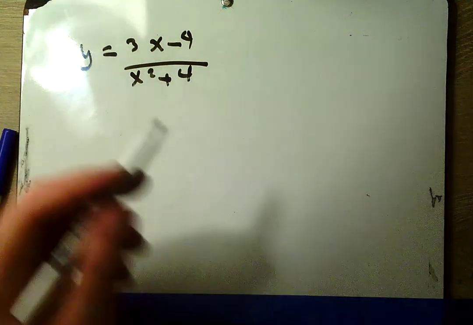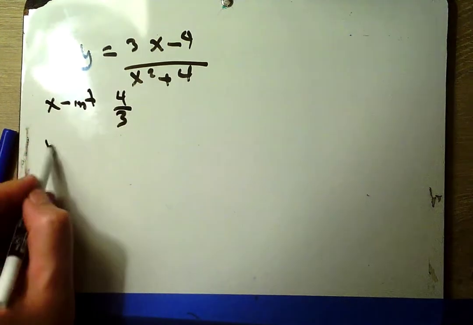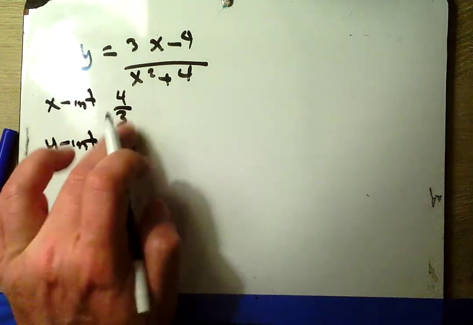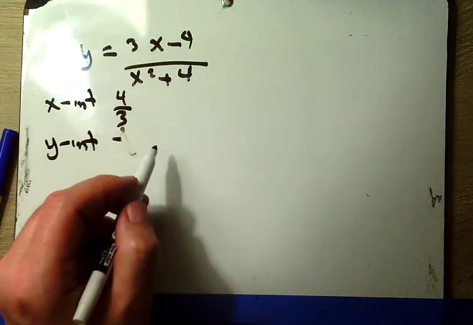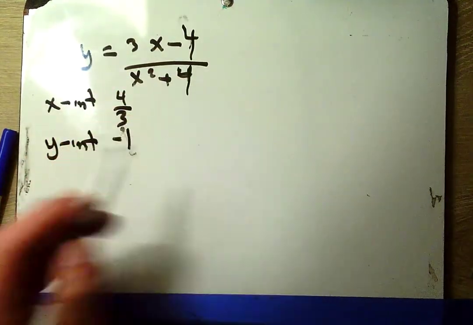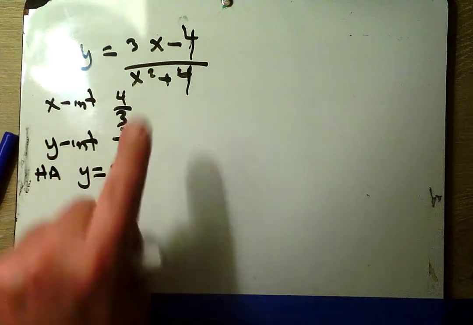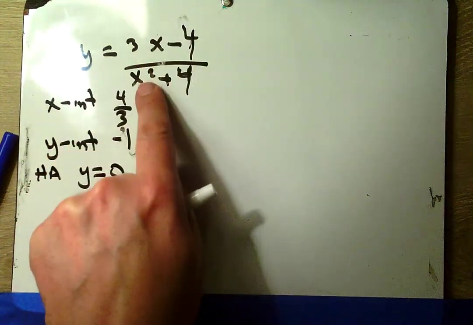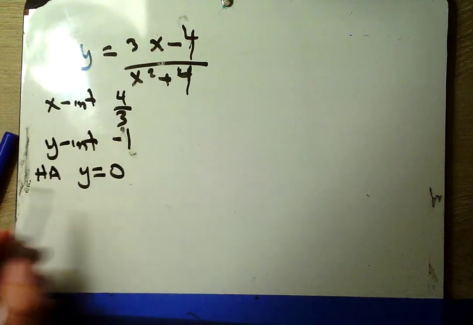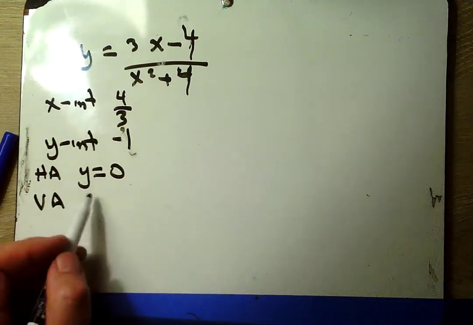Hey, everyone. Did you get an x-intercept at 4/3 and a y-intercept at negative 1, because negative 4 over positive 4, because that's not a 9, that's a 4? Did you say that the horizontal asymptote was y equals 0 because the degree of the top, first, is smaller than the degree of the bottom, second? And vertical asymptotes, yeah, I'm not taking the square root of negative 4, so none.